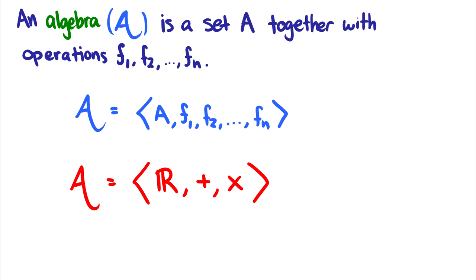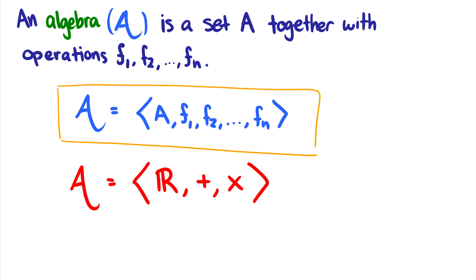So first of all, an algebra A, which I'll always write kind of cursively, is a set A together with operations f1, f2, all the way up to fn. So we could write something like the algebra A is the ordered pair or ordered n-tuple A, f1, f2, all the way up to fn. And there could be one operation f1, or there could be n operations f1 through fn.